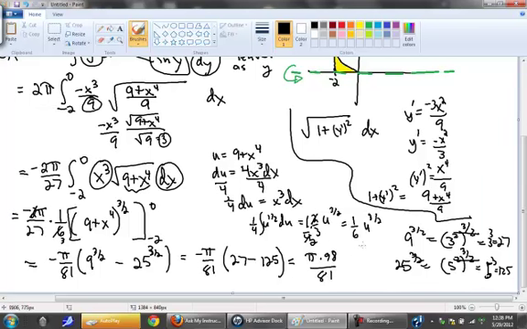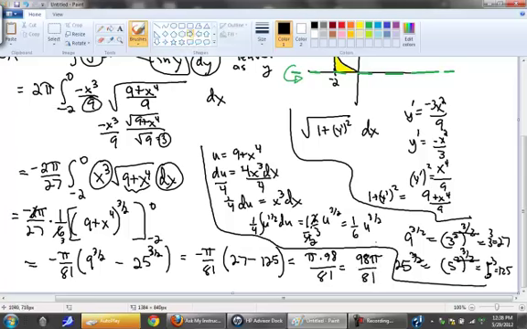Anything we can do with those? I don't think they share anything in common, 98 and 81. Because 98 is 49 times 2, so 7s and 2s are in its prime factorization, and all 3s are in this guy's prime factorization. So that will be our answer then. We get 98 pi over 81.